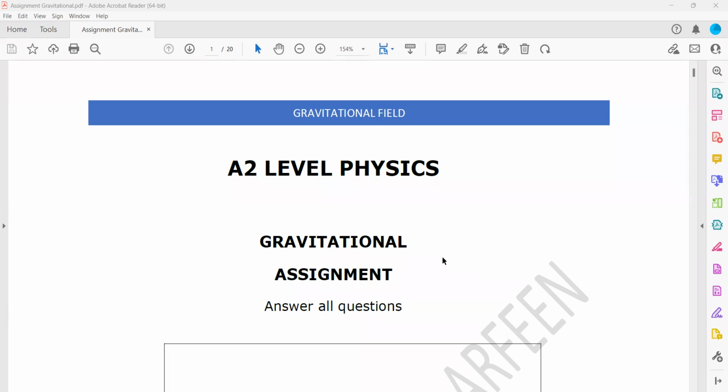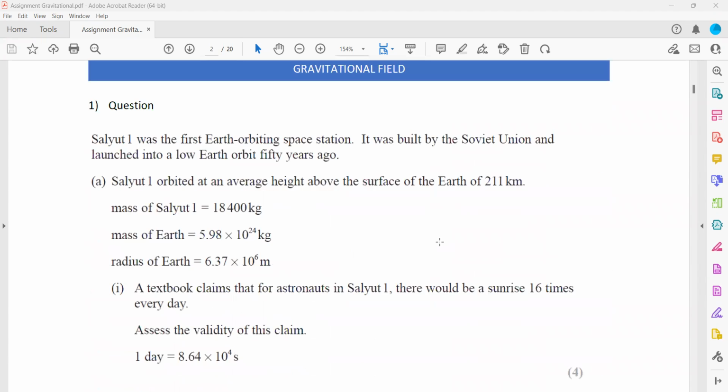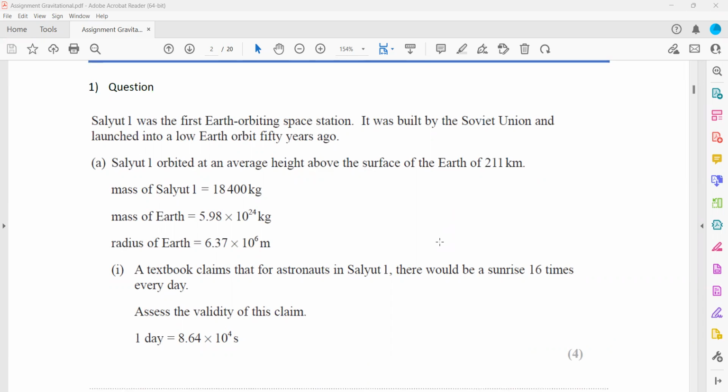So this is an assignment which is related to gravitational fields. And we'll do the first question. The first question: Salyut 1 was the first Earth orbiting space station. It was built by the Soviet Union and launched into a low Earth orbit 50 years ago. The orbit's average height above the Earth was 211 kilometers.